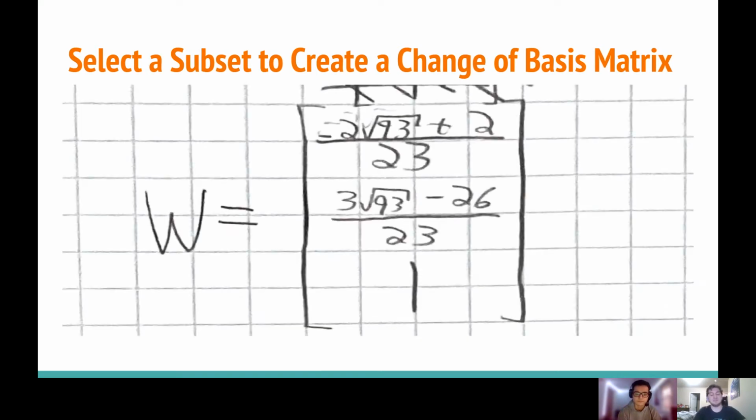Here's what the matrix W, our subset of eigenvectors applicable, looks like. Once again, it's negative 2 root 93, here's the negative right there, plus 2 over 23, 3 root 93 minus 26 over 23, and 1.